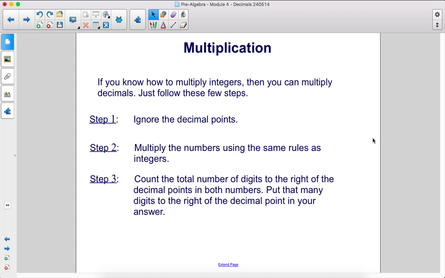Just follow these few steps. Step 1, ignore the decimal points. Step 2, multiply the numbers using the same rules as integers. Step 3, count the total number of digits to the right of the decimal points in both numbers. Put that many digits to the right of the decimal point in your answer.